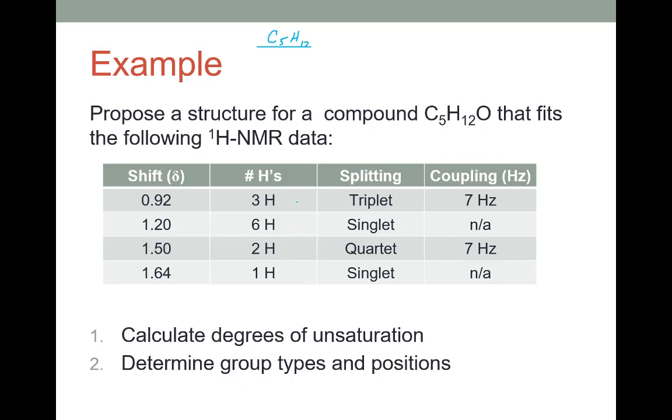Most likely, our 3 hydrogens that are equivalent would probably be a CH3 group somewhere. Probably our 2 hydrogens are a CH2 group. We're not sure about the 1 hydrogen. 6 hydrogens is probably 2 CH3 groups that are equivalent to each other.